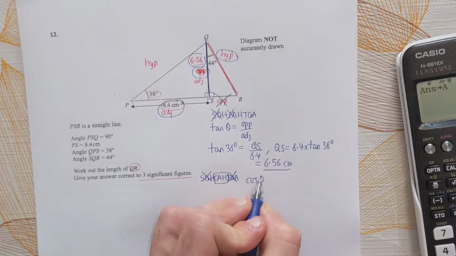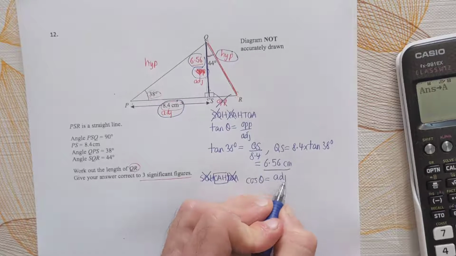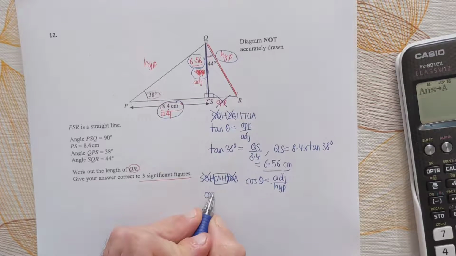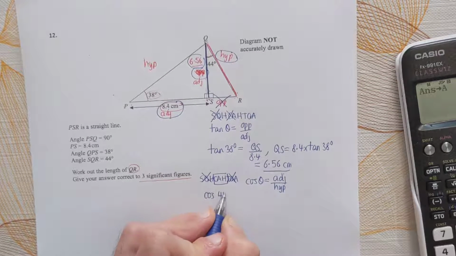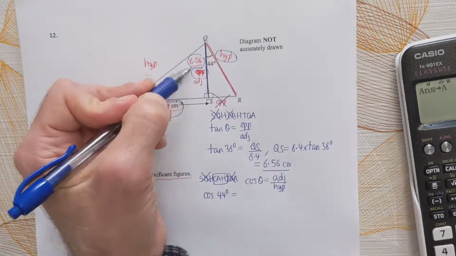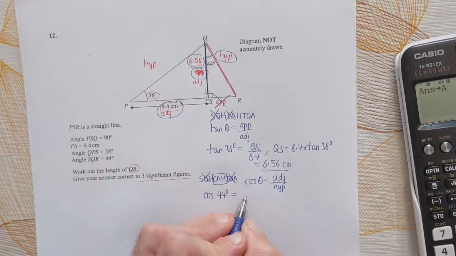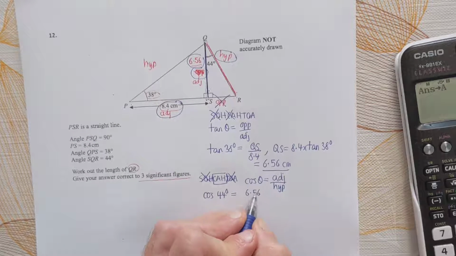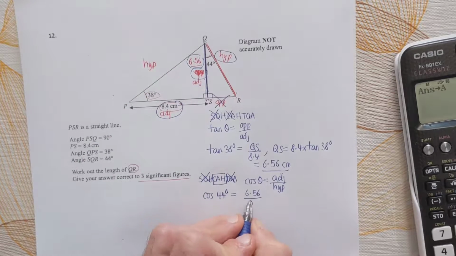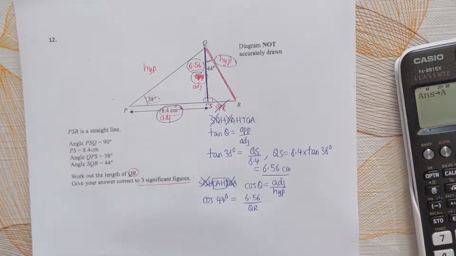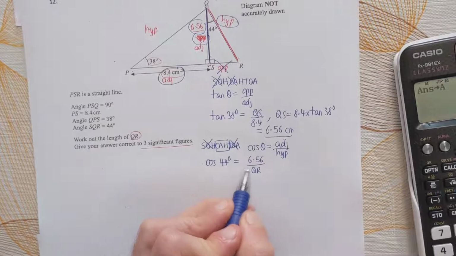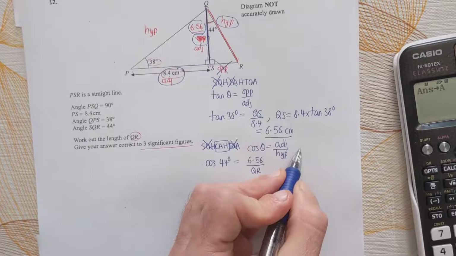Cos theta is adjacent side over hypotenuse. And so the cosine of 44 degrees is the adjacent side, which is 6.56, over the hypotenuse, which is QR. To rearrange this, you multiply by QR and you divide by cos of 44.